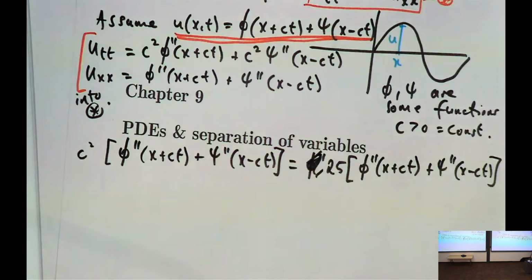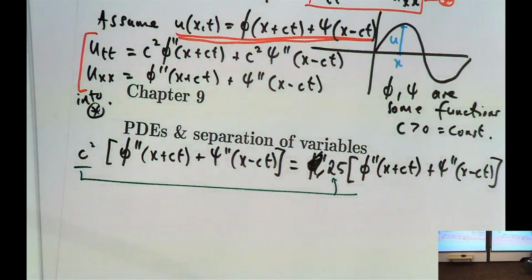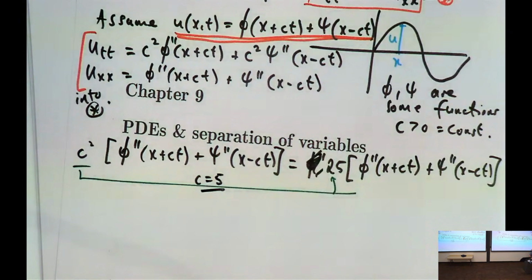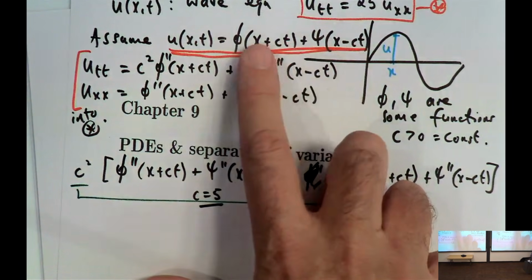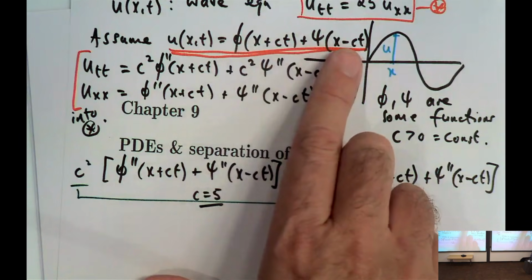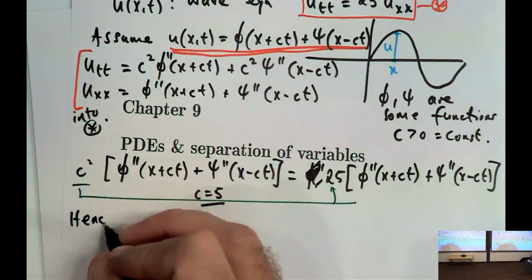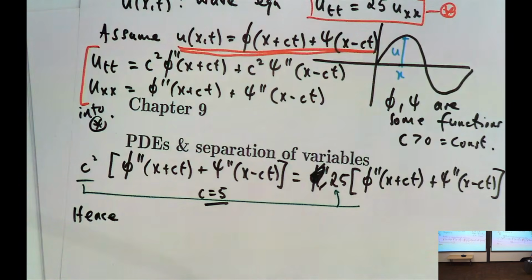Okay, so if we just compare this, we've got equality, which is good. What's c going to be? 5, right? Wow. Okay, so if c is 5, then I'm narrowing down the options here. It's got to be x plus 5t, x minus 5t, right? So we've got our c. We don't know what phi and psi are yet, but let's try.